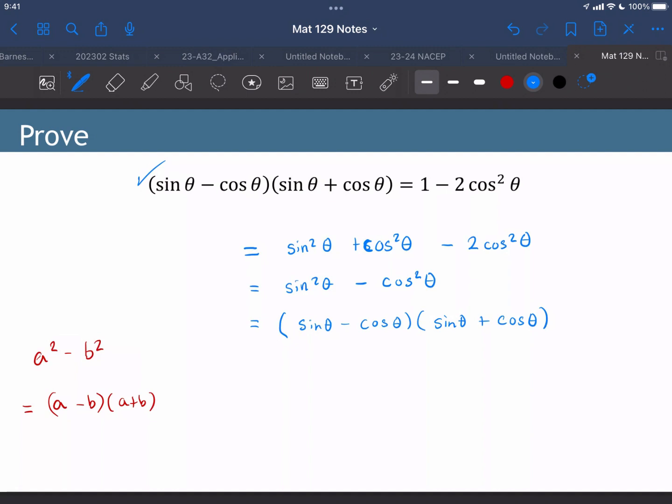Which, by the way, on the last slide, you might be like, hey, why didn't you realize this was this, and then just change it right away into that? Well, I could have, but I just didn't see it. It's easier to see this and then change it into factored form than go backwards. So there you go. There's a second way to solve that identity. So I started with the right and got it to look like the left.